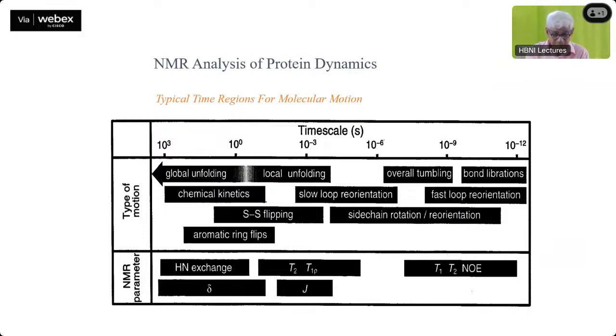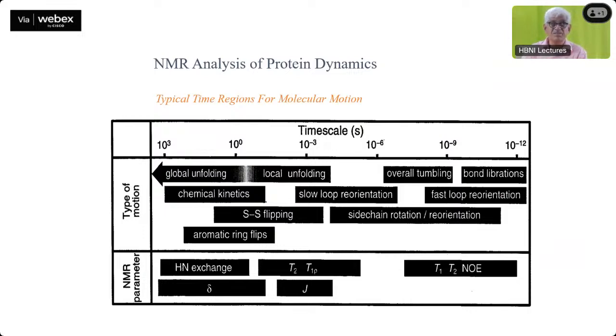Then chemical kinetics happens in the minutes to seconds time scales. Slow loop reorientation is again inside the protein structure in this scale. Fast loop reorientation happens here. Side chain also, the S-S flipping, and then you have the aromatic ring flips. Aromatic ring flips can happen in the minutes time scales.